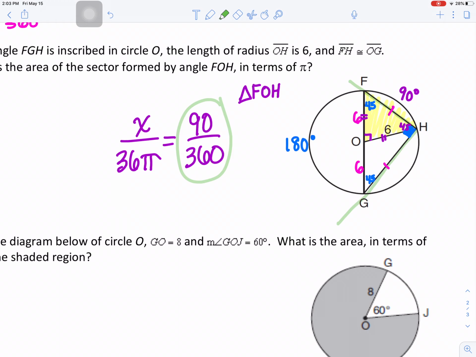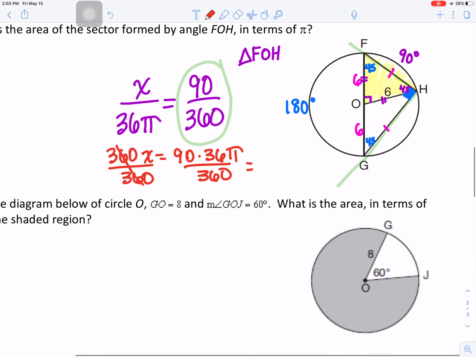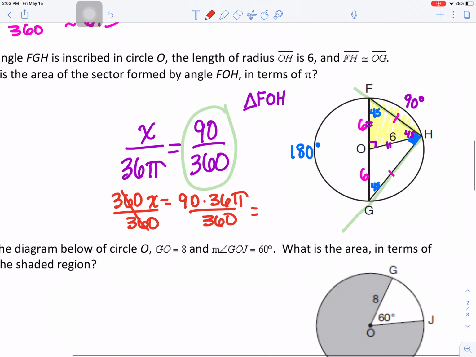Whoops, that's a highlighter, sorry. 360x equals 90 times 36 pi. Divide by 360, divide by 360. Use your calculator to get this value. Okay, that was hard. Yikes.